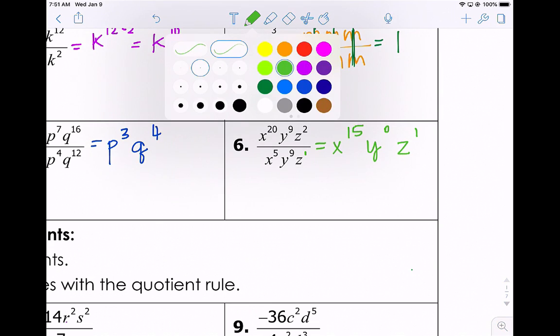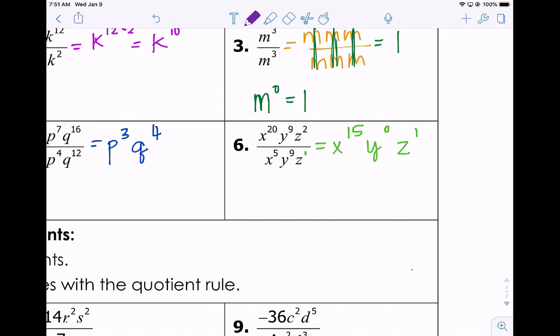So that would be a correct answer. However, we don't want to leave it like that because we don't write anything to the 0 power like this, right? M to the 0 was 1, so y to the 0 is also 1. So we would actually write this as a 1.